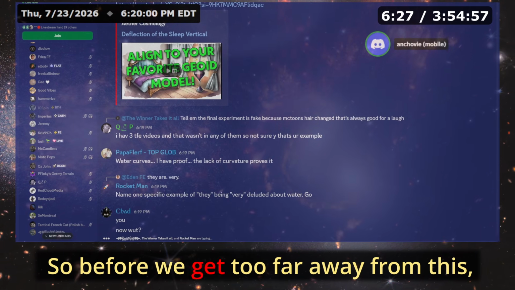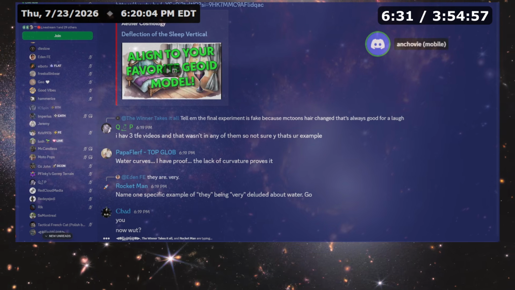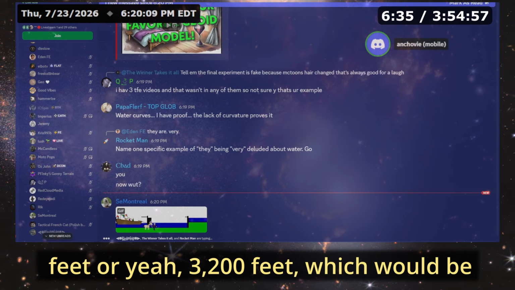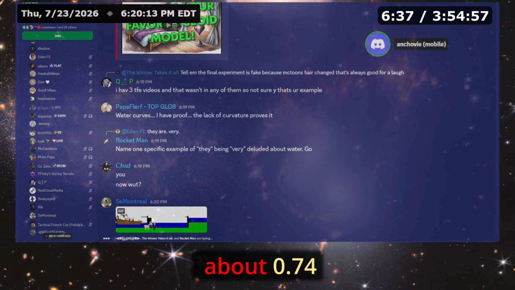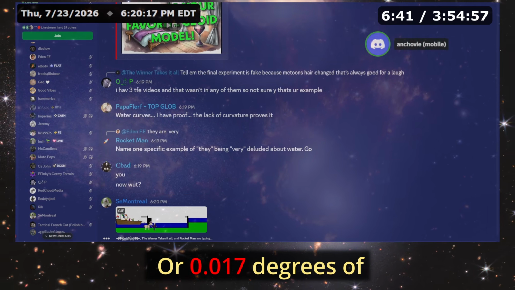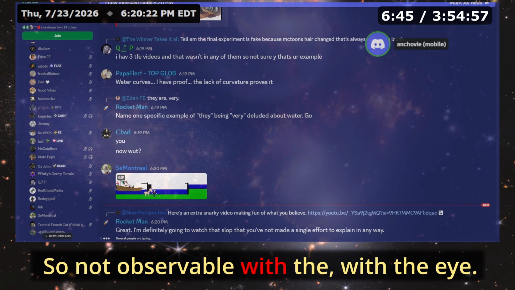So before we get too far away from this, I looked up the towing tank. The longest one I could find was 3,200 feet, which would be about 0.74 inches of curvature or 0.017 degrees of a slope. So not observable with the eye.